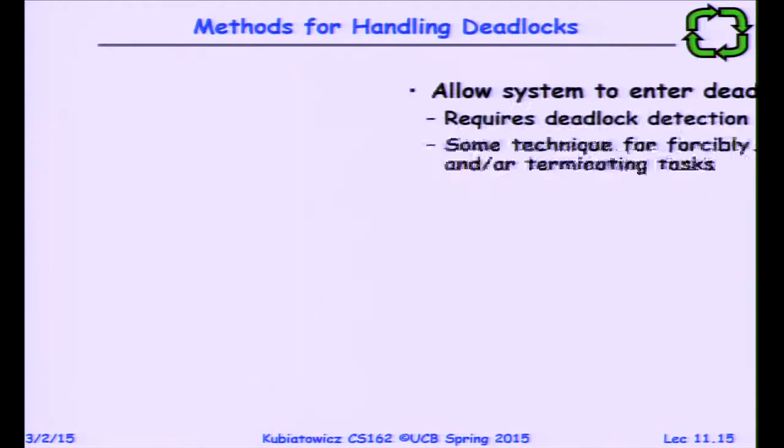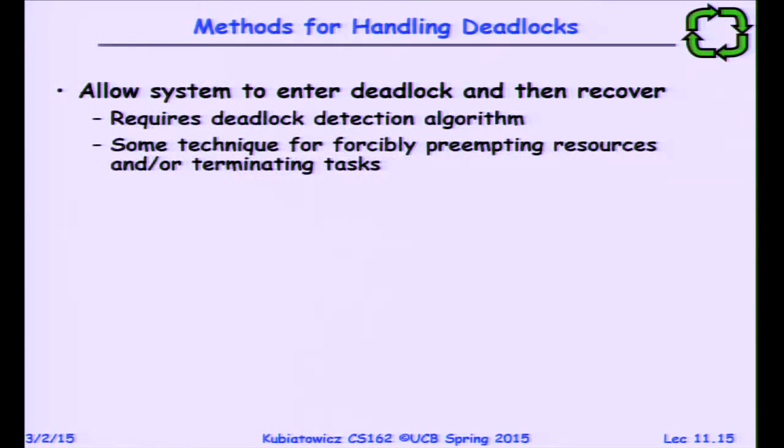Okay, so what are some methods for handling deadlocks? So one is we just let it deadlock and recover. Okay, so this has got to have both a deadlock detection algorithm and some technique for forcibly preempting resources. So once a deadlock occurs, the whole reason it's a deadlock is it'll never resolve, and therefore I have to resolve it forcefully. Okay, not everybody's going to be happy.